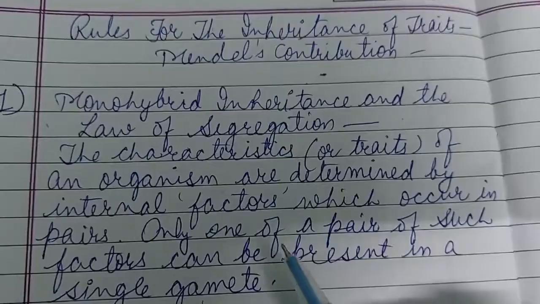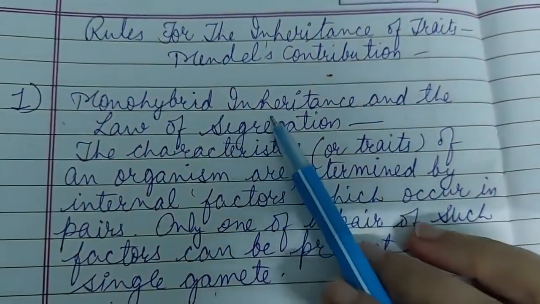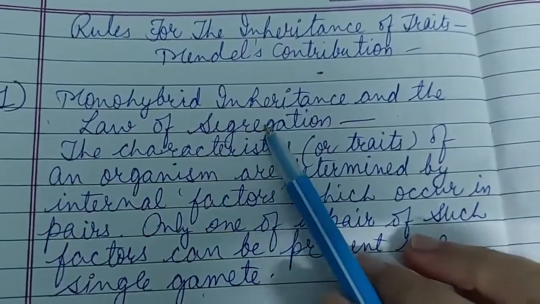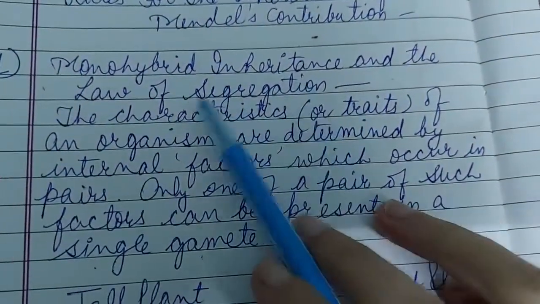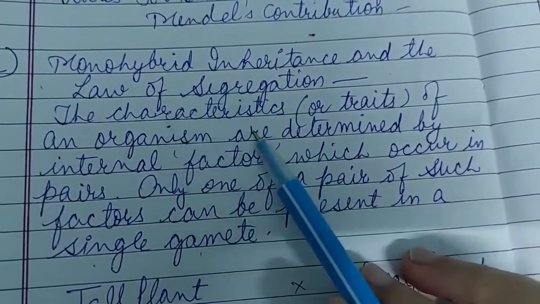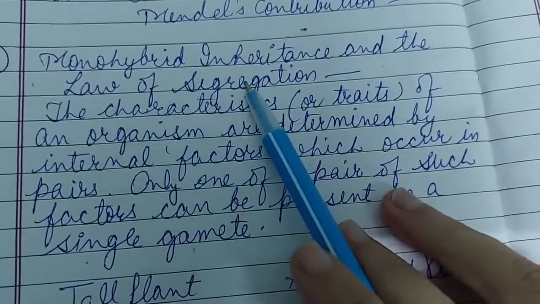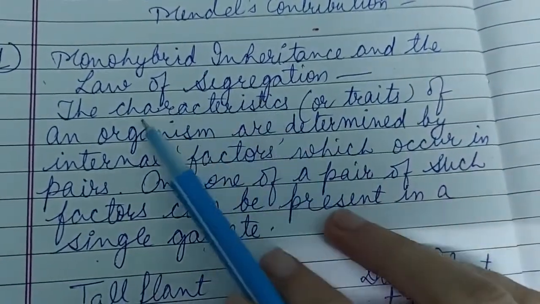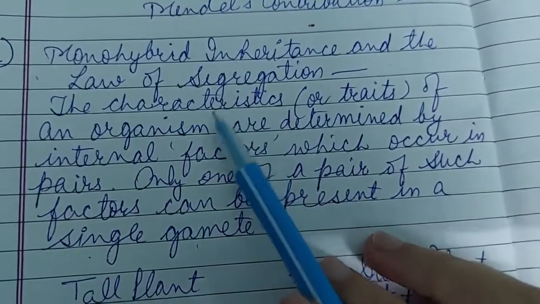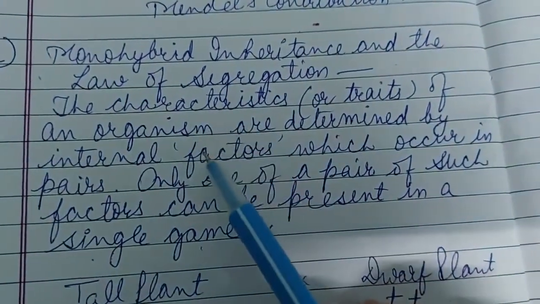Now we continue our genetics, the rules for inheritance. The first rule of inheritance is monohybrid inheritance and the law of segregation. What does Mendel's first rule state? Monohybrid means only one character is considered in the first law of inheritance. Monohybrid inheritance and the law of segregation show how gametes are segregated and how they combine after cross fertilization.